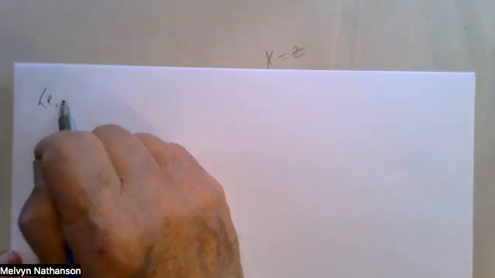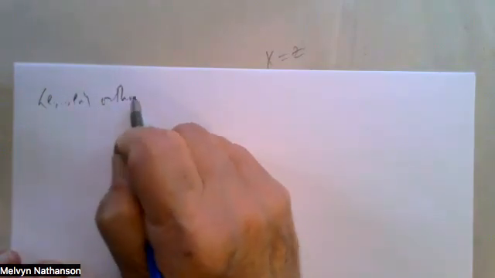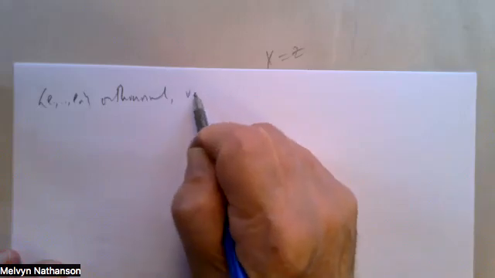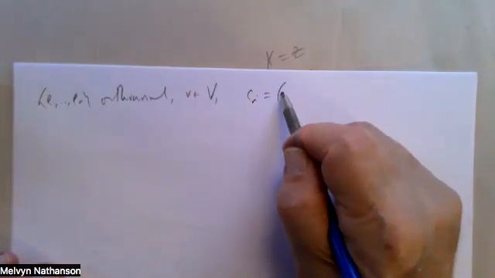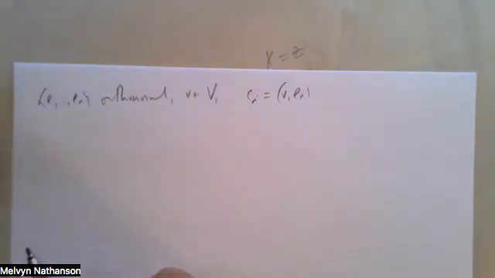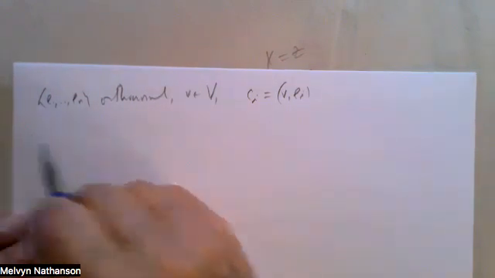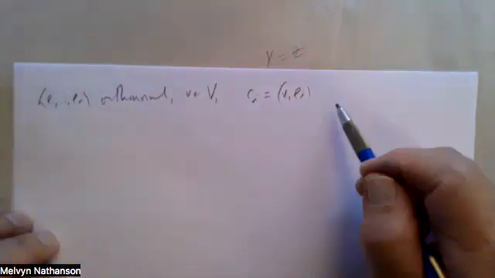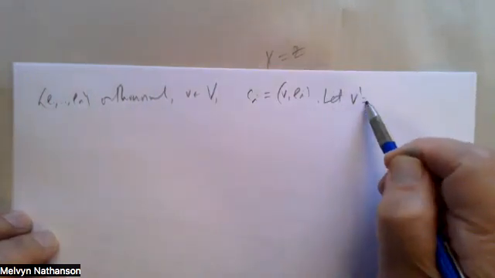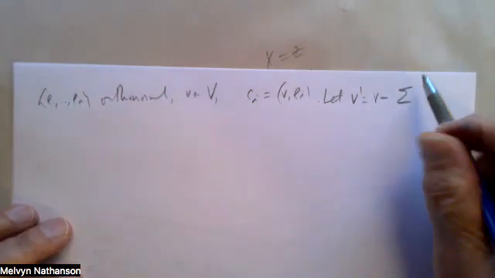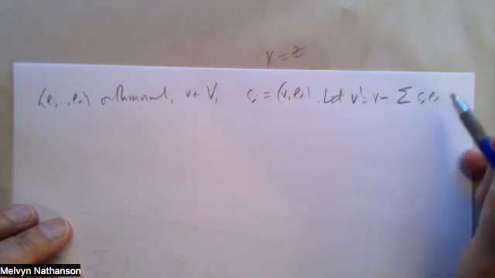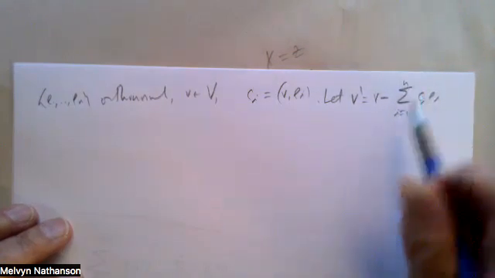Let me take a whole sheet of paper for this. So we have E1 up to En orthonormal, v is a vector in V, c sub i is the inner product of v with the vector E sub i. And let me define a new vector v prime, which is going to be the vector v minus the sum of c sub i times the vector E sub i, going from 1 up to n.